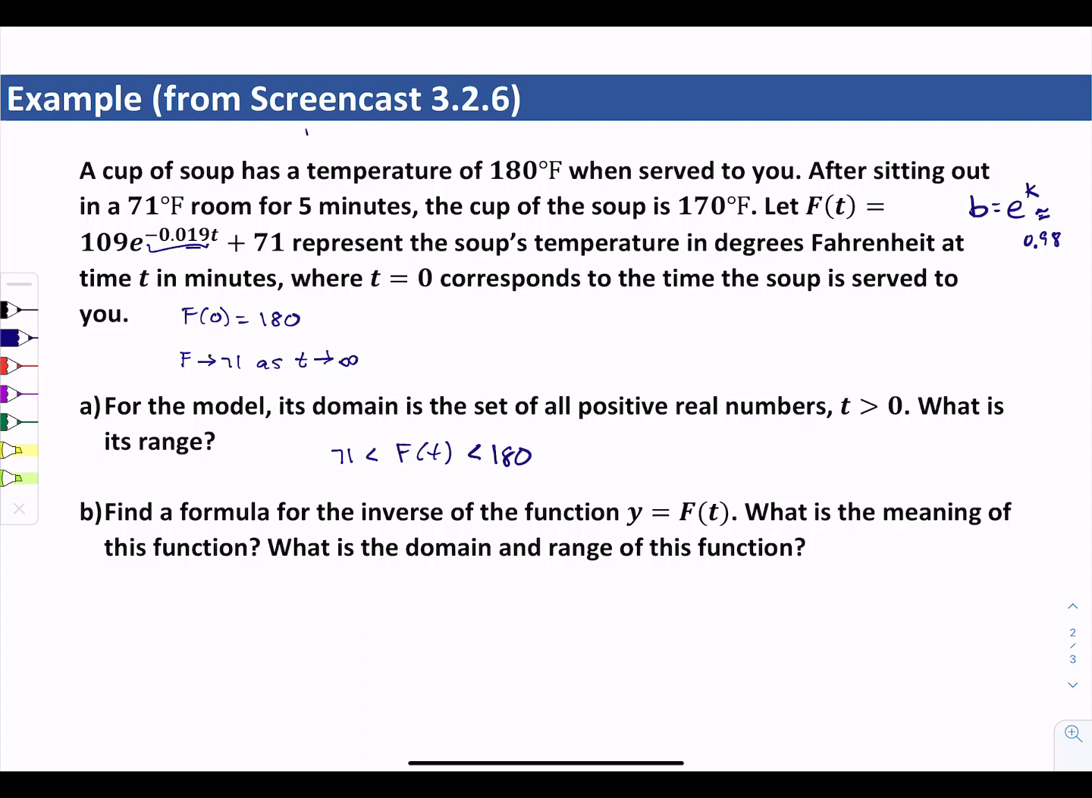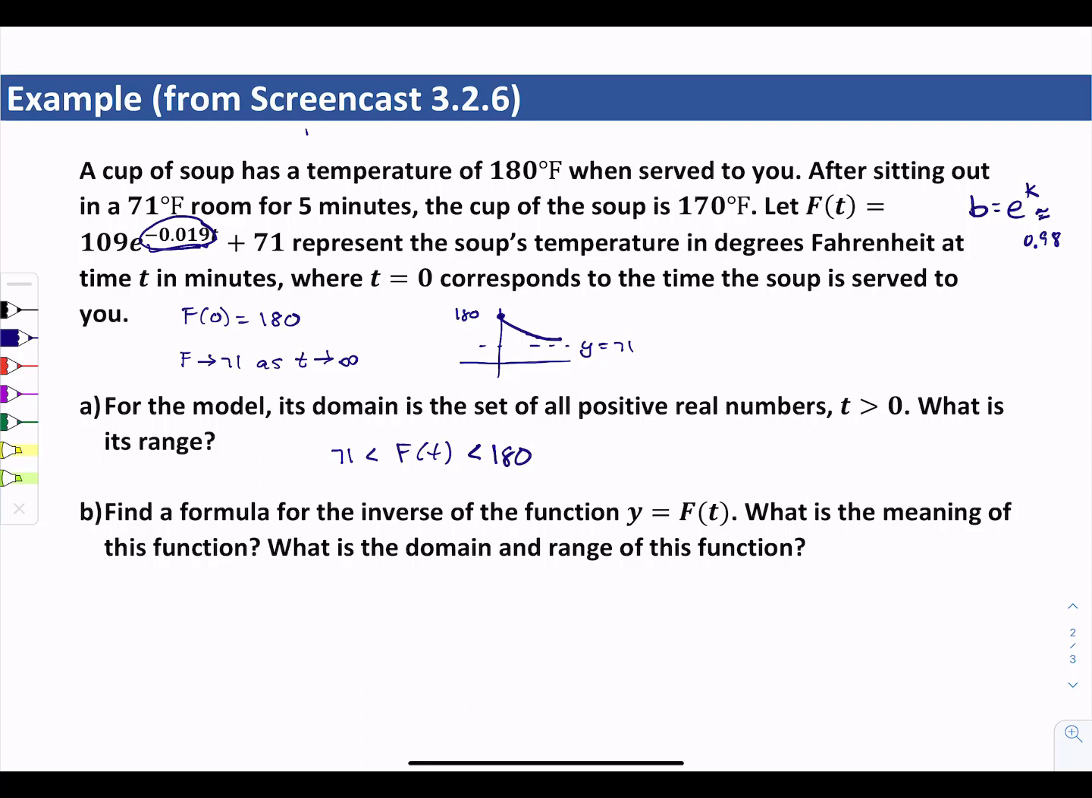The other way we could think about that is to visualize the graph here. We know that the horizontal asymptote is at y equals 71. The y-intercept was at 180, and since we have a negative k value, we knew that we had a decreasing graph. So next we're asked to find a formula for the inverse of the function y equals f of t, and then what is the meaning of this function, and what is the domain and range of this function.